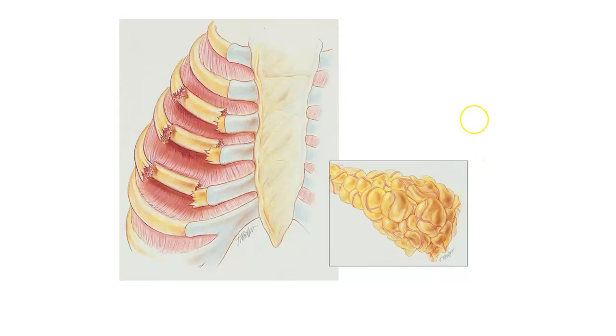So here is a drawing of what a flail chest would look like. So you see here we have 3 ribs that are broken in 2 places, and how those pieces are free floating and how they can rub against the rest of the bone.